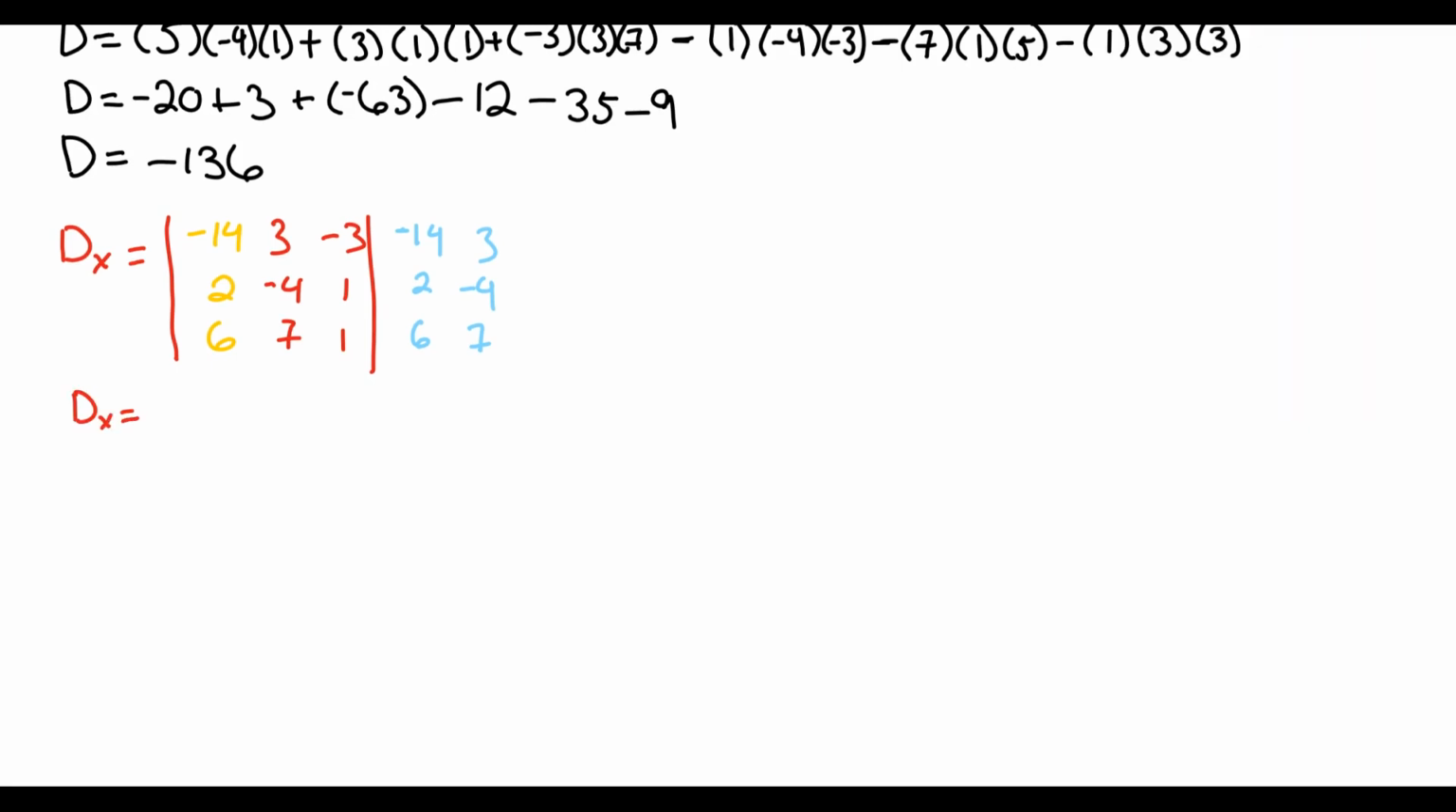So d sub x is going to equal -14 times -4 times 1, plus 3 times 1 times 6, plus -3 times 2 times 7. I'm done with my first three forward diagonals. Now I'm going to go to my backward diagonals, which indicates a minus.